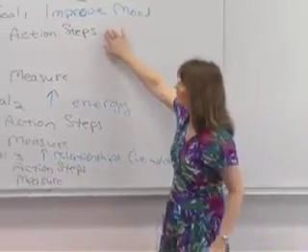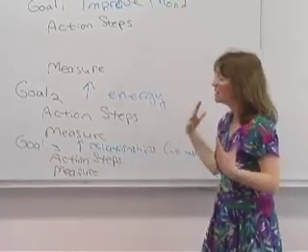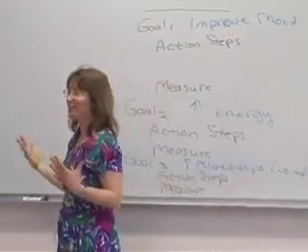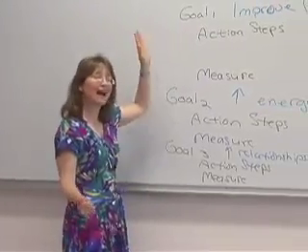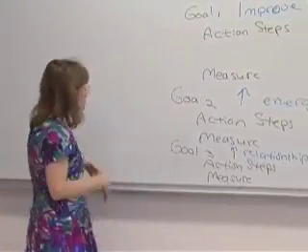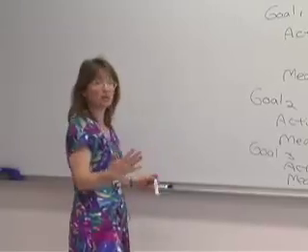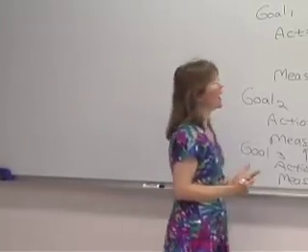So the action steps are the doing. The goal is sort of what you want to see happen. I want my mood to be better. But what are you going to do about it? How are you going to improve your mood? So that's where action steps come in. This is the actual what am I doing? So what is one thing that somebody could do to improve their mood?